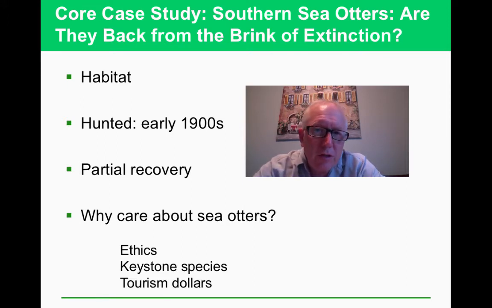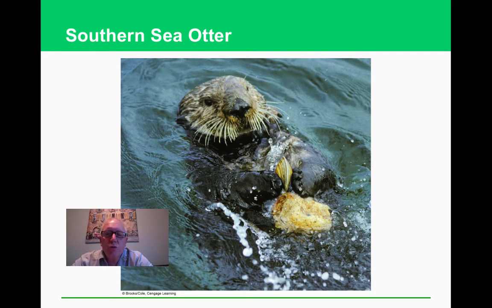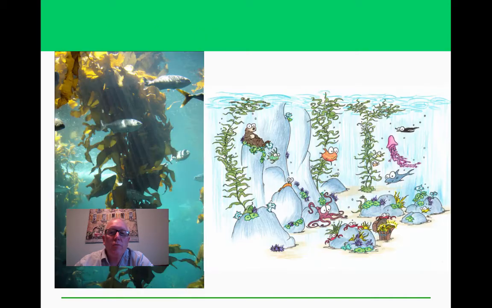But we also have to ask the question, why would we even care about the otters? For one, they are a keystone species, and we've talked about that, how that'll be important for an ecosystem to protect the keystone species. And another thing is tourism dollars. I mean, they are very cute, and people do like seeing the otters along the coast. There they are, very cute.